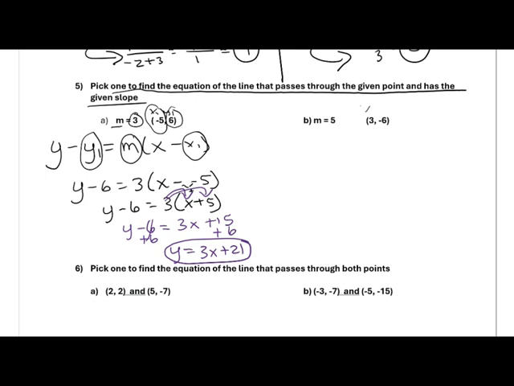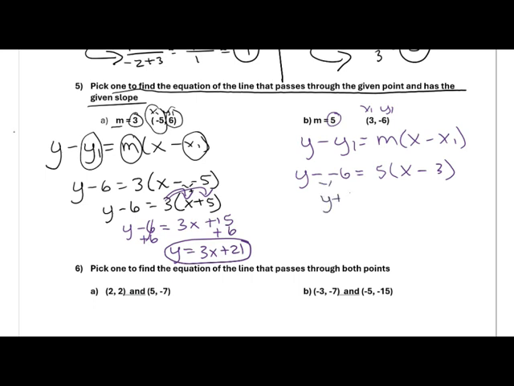All right, welcome back. So this is x1, y1, and this is m. So y minus y1 equals m times x minus x1. Okay, so y minus negative 6 equals 5 times x minus 3. I can simplify this. That makes y plus 6 equals 5 times x, and then 5 times negative 3 is a negative 15. All right, then minus 6 to get y by itself. Y equals 5x minus 21.